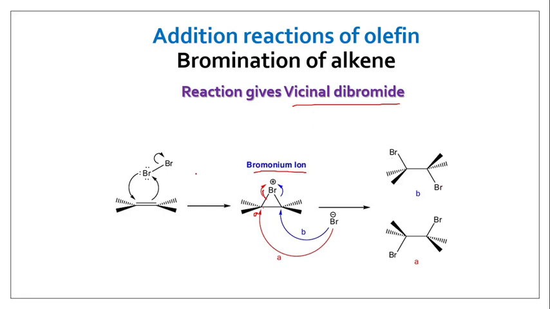This is also an example of neighboring group participation, because when this Br is attached over here, this becomes the neighboring atom and this becomes a carbocation. Now this Br is attacking at this carbon, so that's why it is a neighboring group participation reaction. So bromination is an addition reaction in which a vicinal dibromide is formed.